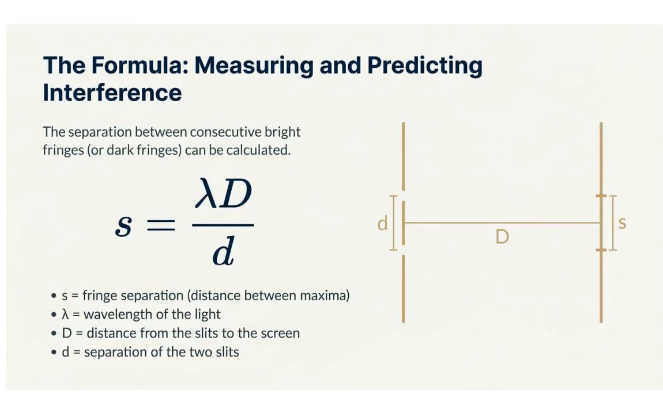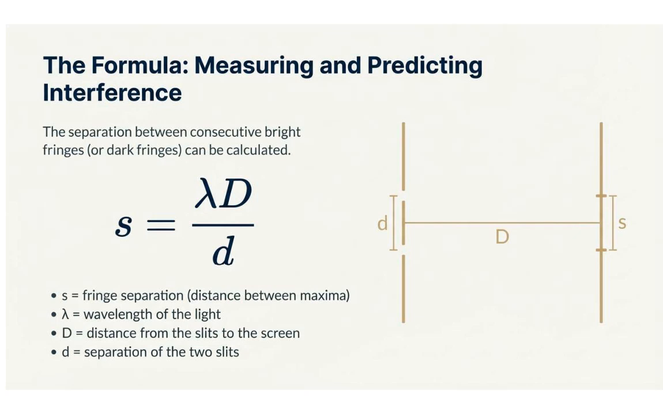Here we have a simple formula that helps us calculate the distance between the bright or dark fringes in an interference pattern. The key idea is that the fringe separation, labeled as S, depends on the wavelength of the light, the distance from the slits to the screen, and the distance between the slits themselves. Specifically, S is equal to the wavelength times the distance to the screen divided by the slit separation.